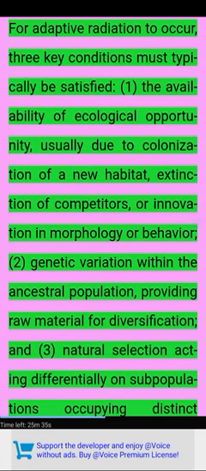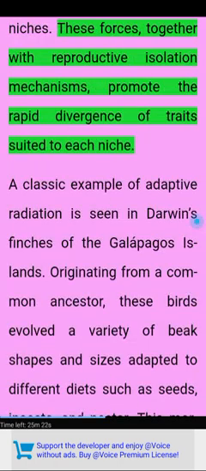For adaptive radiation to occur, three key conditions must typically be satisfied. 1. The availability of ecological opportunity, usually due to colonization of a new habitat, extinction of competitors, or innovation in morphology or behavior. 2. Genetic variation within the ancestral population, providing raw material for diversification. And 3. Natural selection acting differentially on subpopulations occupying distinct niches. These forces, together with reproductive isolation mechanisms, promote the rapid divergence of traits suited to each niche.